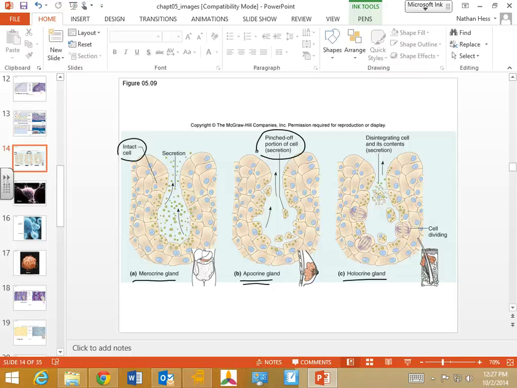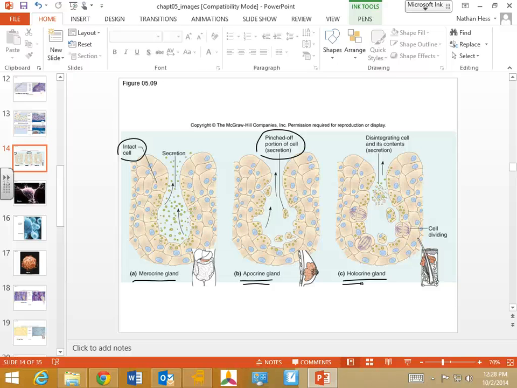Have you heard of this term Holocaust? Killings of multiple thousands of people. So holocaust meaning death, the death of this cell. Holocrine, the death of this gland. Okay?